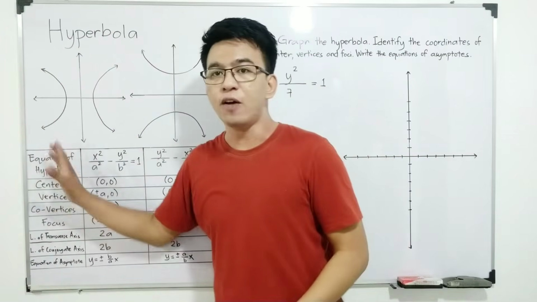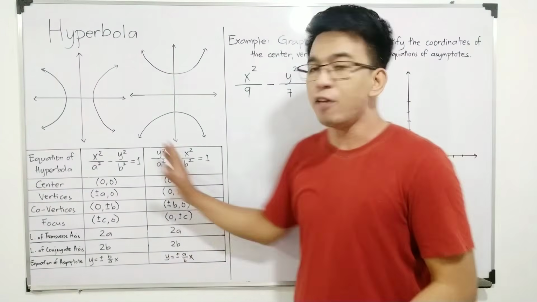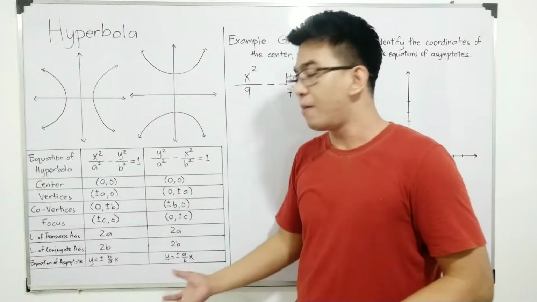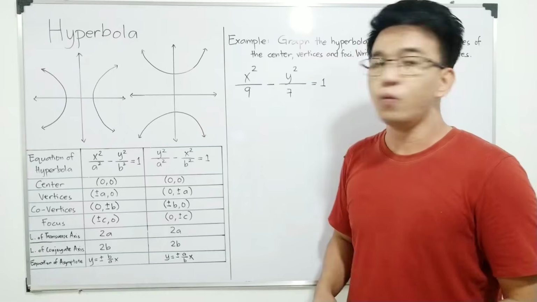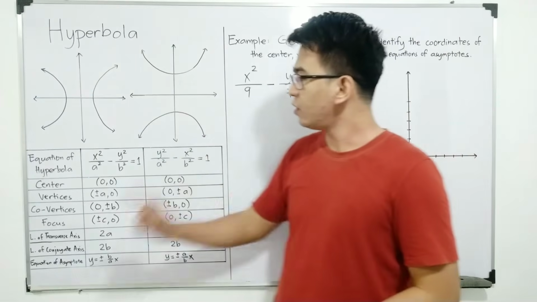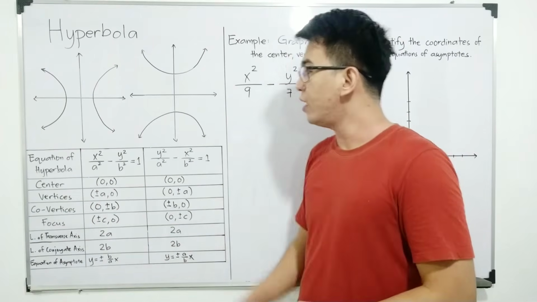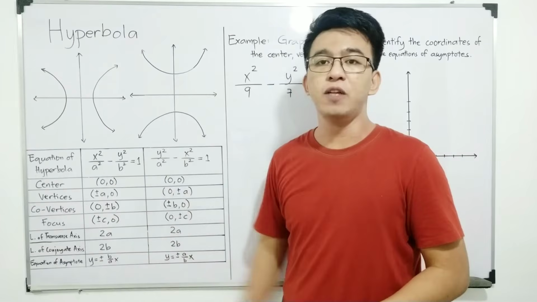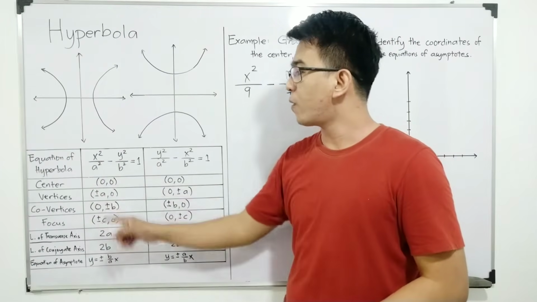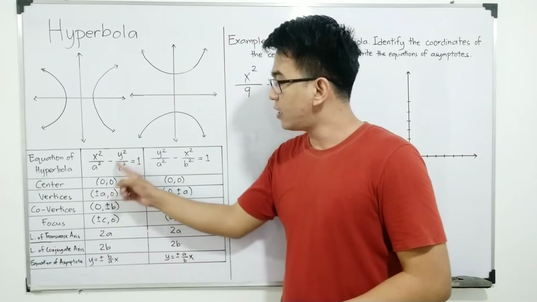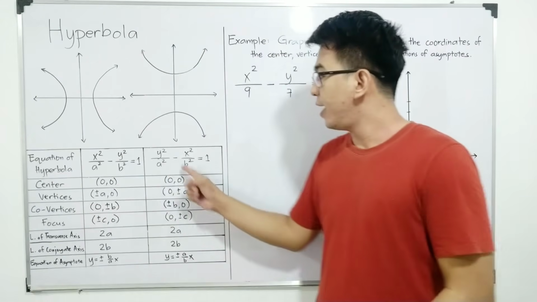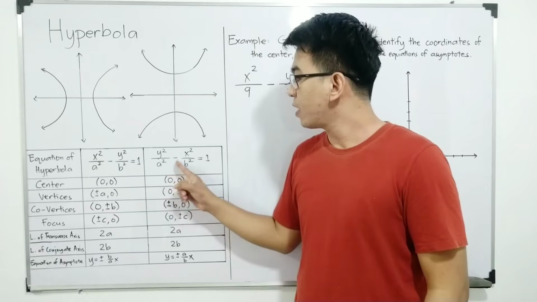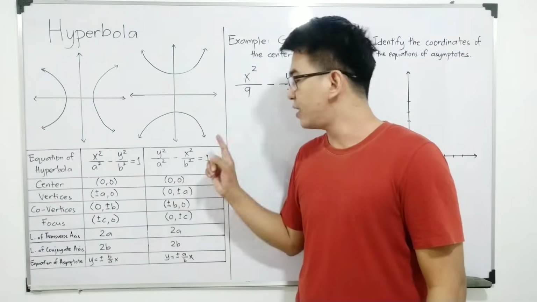But by the way guys, ito nga pala yung table na pwede nyo magamit. Ito yung summary ng ating properties with regards to hyperbola. So let's start with the equation. As for the equation of hyperbola, as you can see, we have here two different equations. We have x squared over a squared minus y squared over b squared is equal to 1, and the other is y squared over a squared minus x squared over b squared is equal to 1.